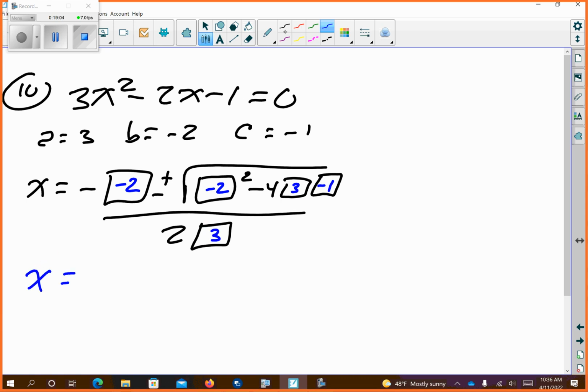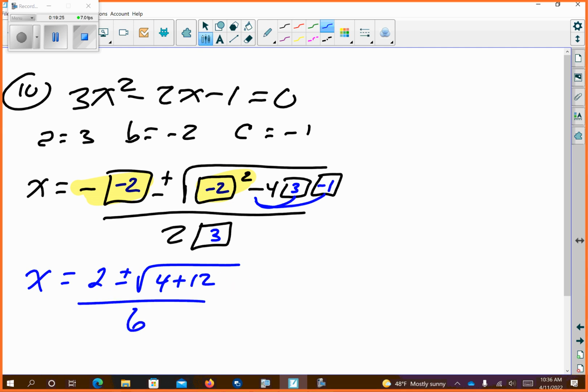So places where errors will take place: up here, error takes place here a lot, and error also takes place here a lot. Okay, so realize this becomes a positive. This becomes a +4. And then I go -4 times 3 is -12, plus 12 over 6, plus or minus root 16 over 6.